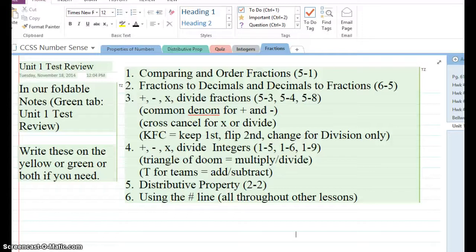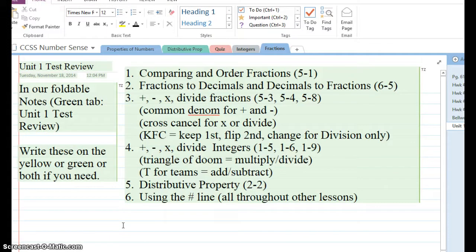Hi, this is Mrs. Zhu, and today we are working on our Unit 1 practice test. Today in class we wrote down in our foldable notes in the green tab labeled Unit 1 Test Review. And if you could please just copy this down. Those of you who were in class today did copy this down.